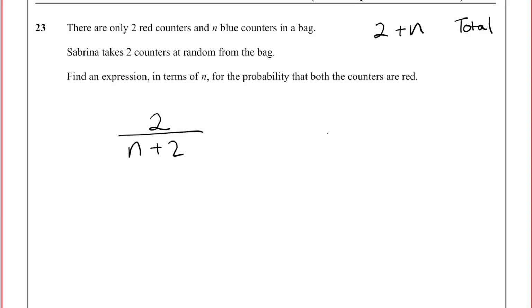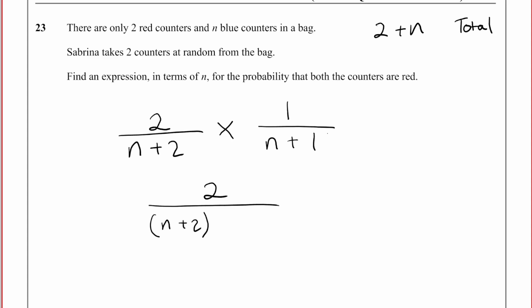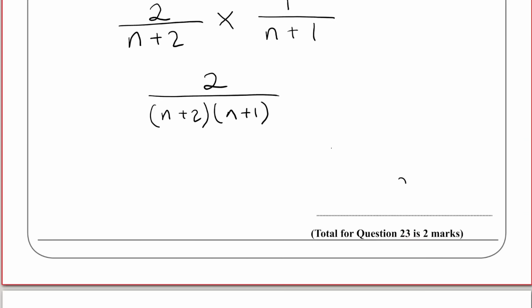The second one being red. If we take a red, there's only 1 red left, and there's 1 less, so n plus 1 in total. So the probability of both being red is 2 over n plus 2 times 1 over n plus 1. So 2 over n plus 2 times n plus 1. And that is the answer.